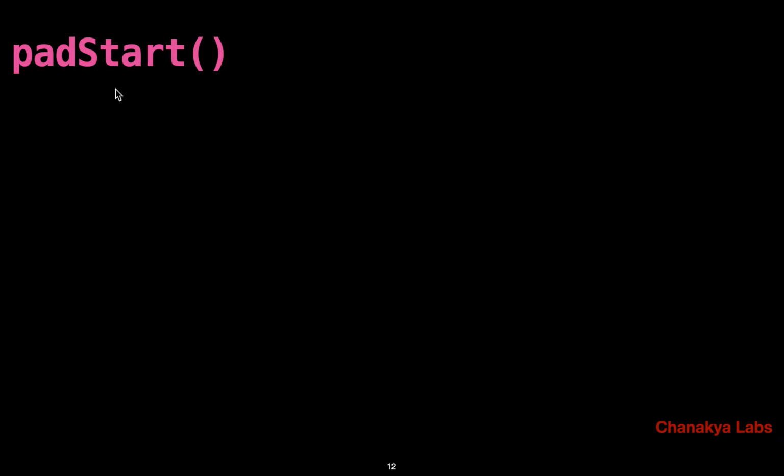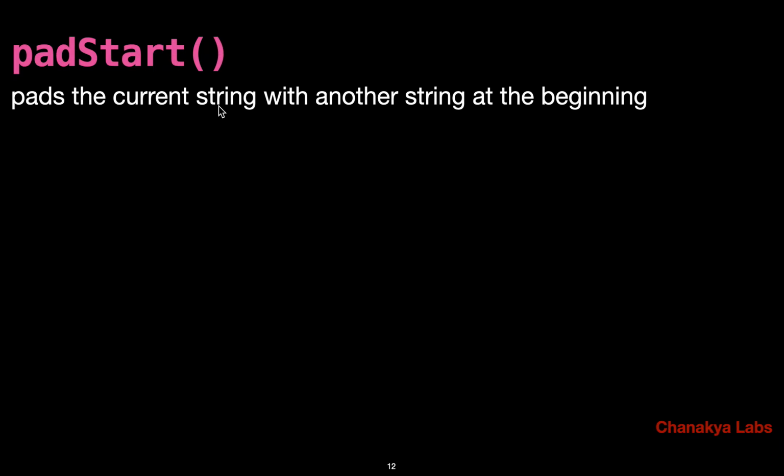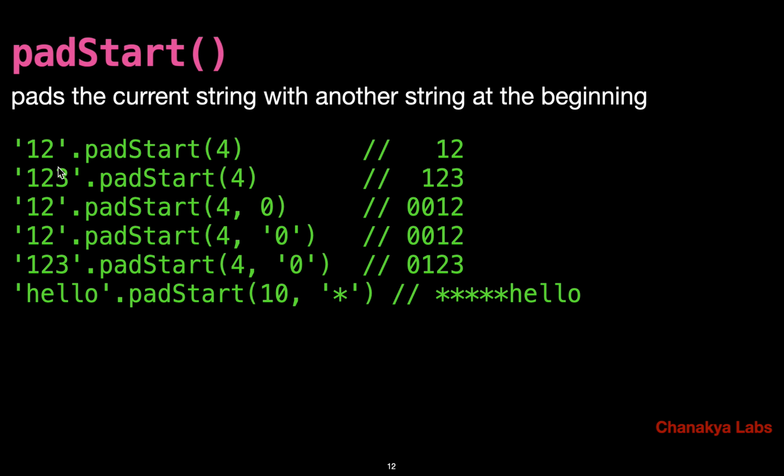Now let's start with a few more functions or methods available on strings. Pad start. It pads the current string with another string at the beginning. So let's say you might have some two digit numbers, three digit numbers, four digit numbers, but you want to right align them, simply by spaces or by adding zeros or something. So that you can do here.